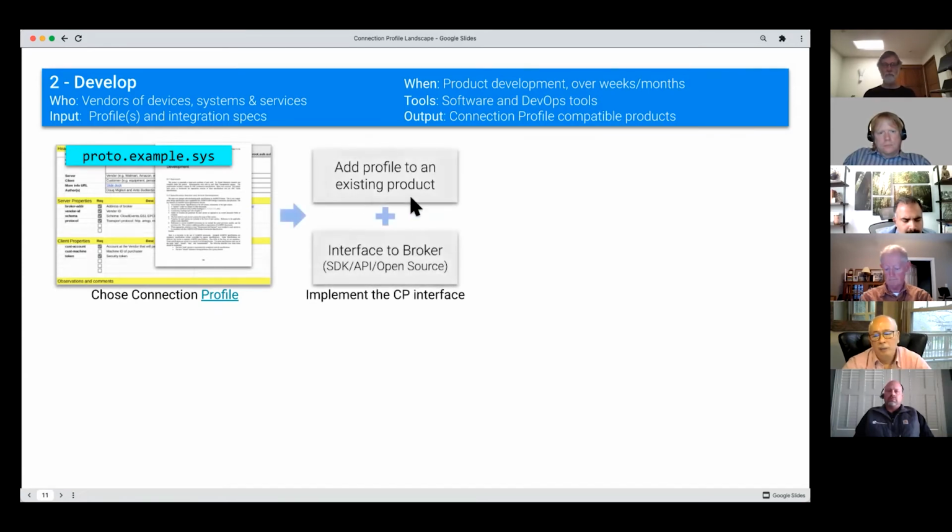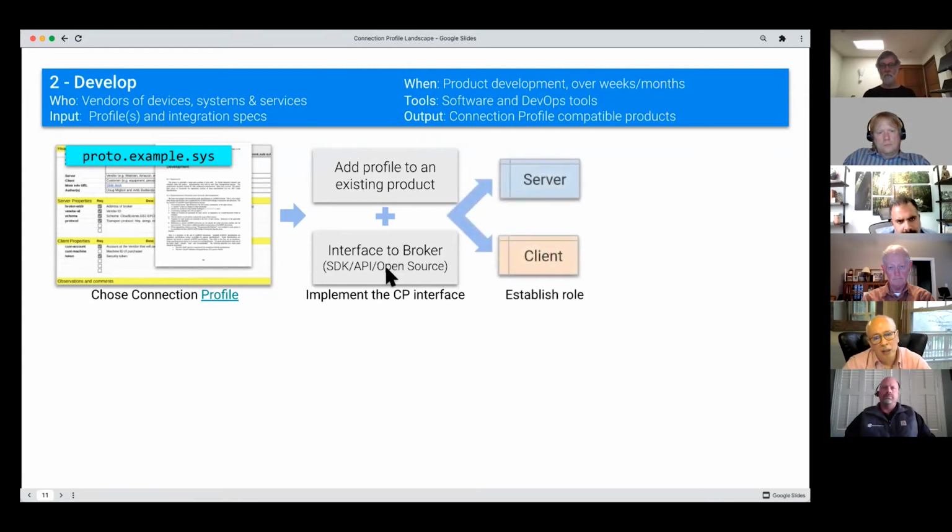Typically you would start with an existing product, a big software system that you're trying to make compatible with this particular profile. You probably need to add some SDKs or other interfaces to talk to the broker. Then you need to decide: am I building a server or a client? Out of this profile, you can be one or the other. You could be both, because there are applications where you would need to do both, but typically you're one or the other.